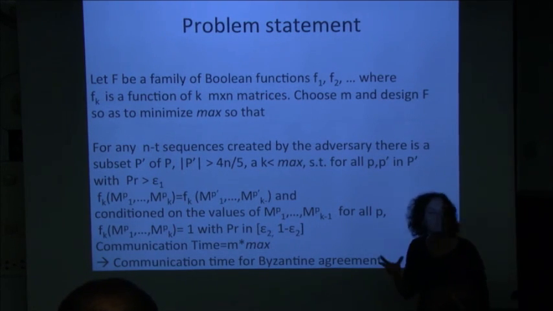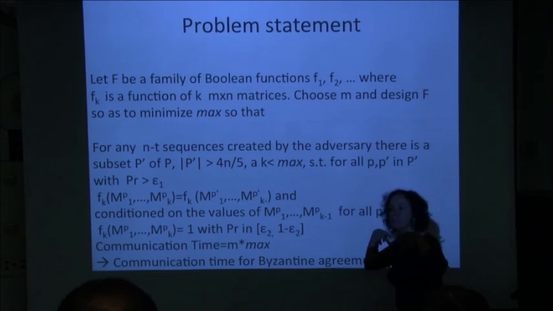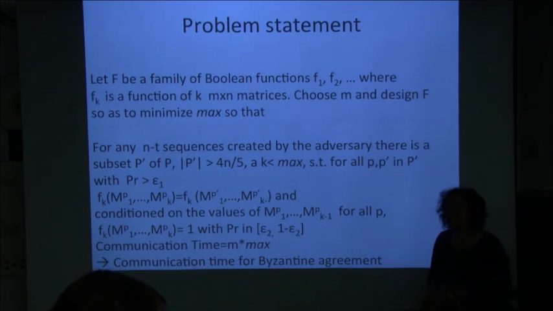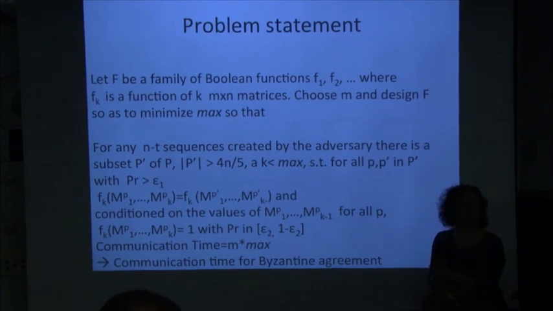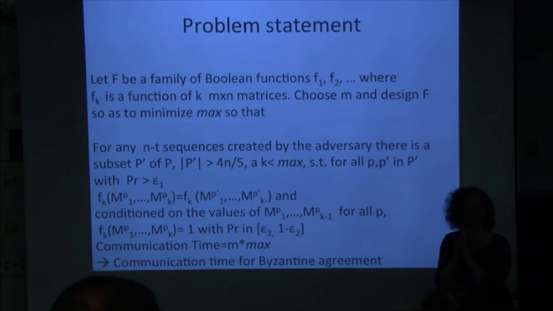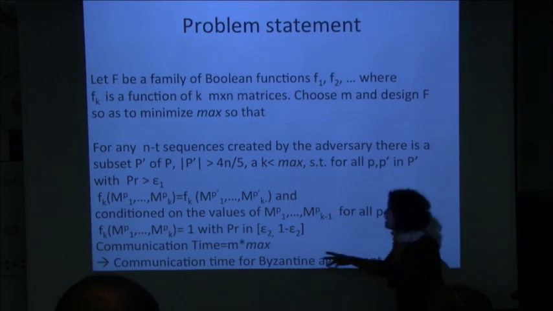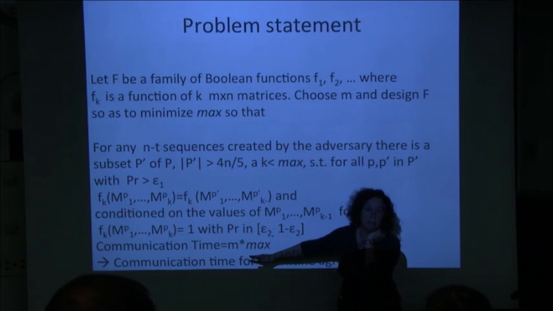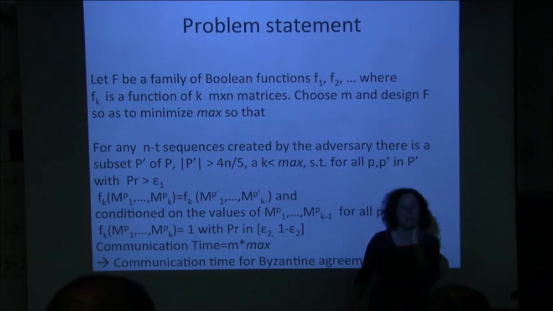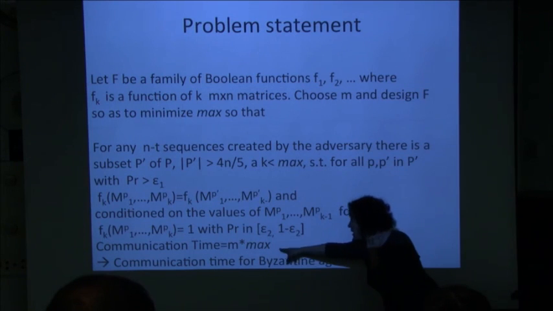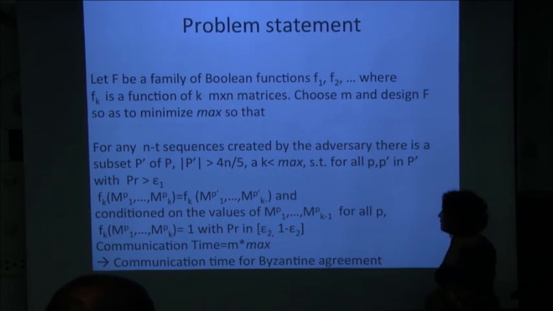I want Benoist's algorithm. It's motivated by Benoist's algorithm. I want there to be random bits generated at each step. They may not be collectively agreed upon, but sometime, somewhere, I want enough processes to agree on a bit, and the adversary doesn't know what's coming. Even if it knew everything that came before, it doesn't know what's coming. That's what I want. So I'm trying to formalize this. And then your communication time for the asynchronous Byzantine agreement is m times max, the number of rows in the matrix times the maximum.